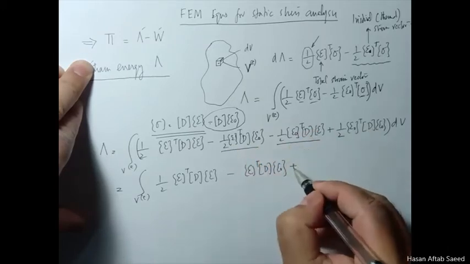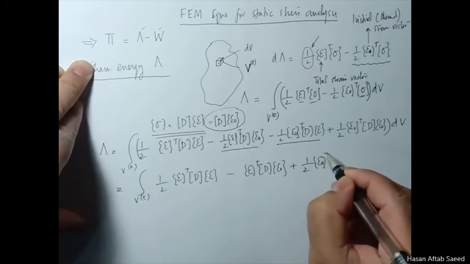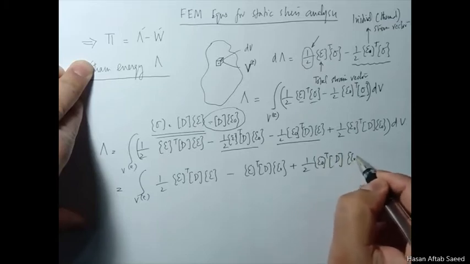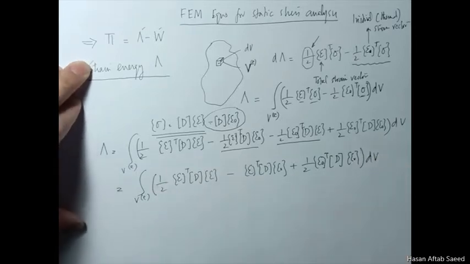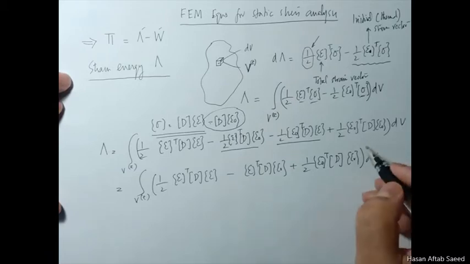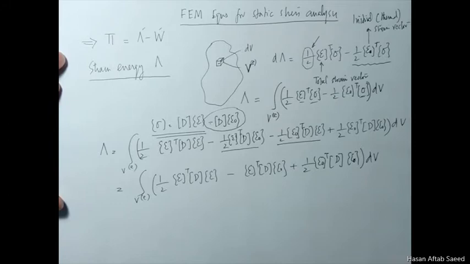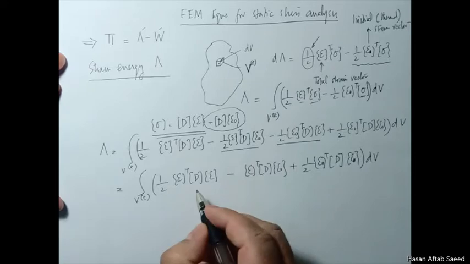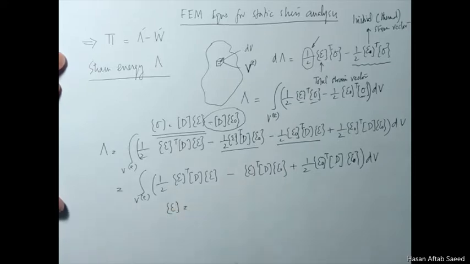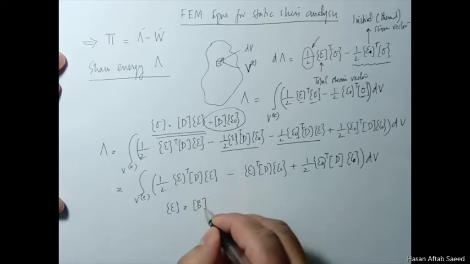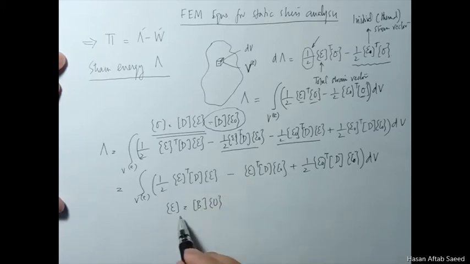This will become 1. You get this expression. Now recall from your previous lectures that we can write the epsilon vector in terms of a matrix called the B matrix, which links the nodal displacement values to the epsilon values.